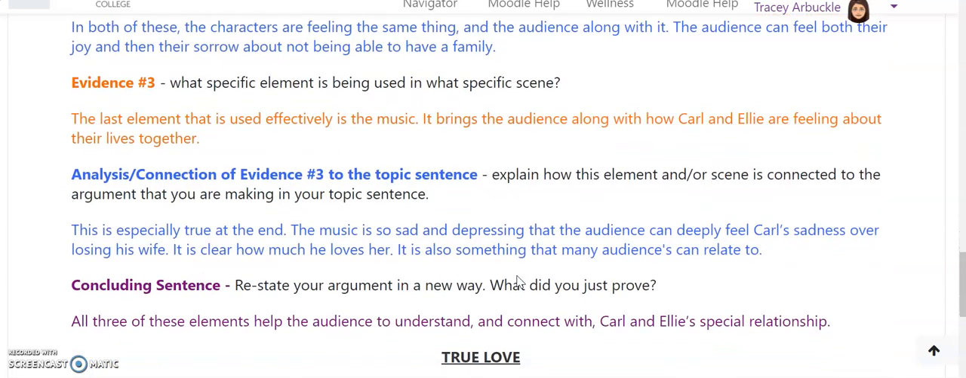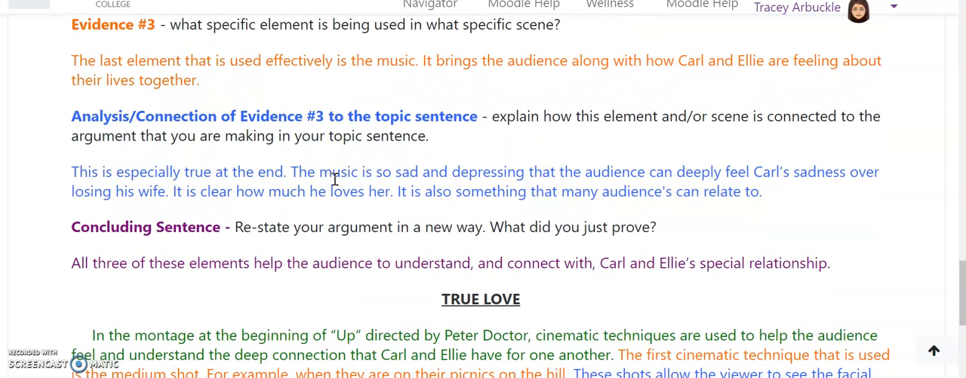The last piece of evidence I'm going to talk about is music. So the last element that is used effectively is music. It brings the audience along with how Carl and Ellie are feeling about their lives together. And then I'm going to analyze that. I say this is especially true at the end.